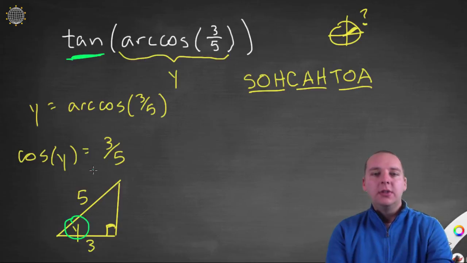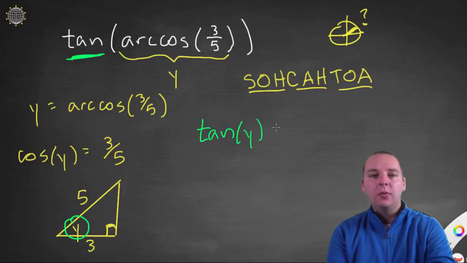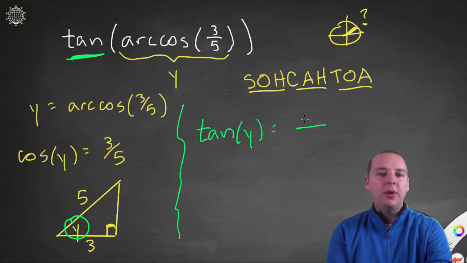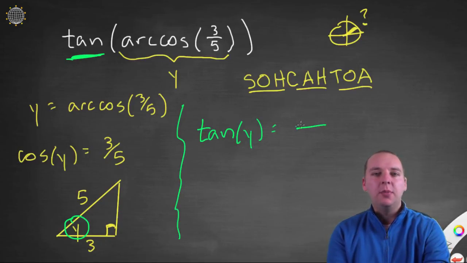What I actually want is tangent of that angle. So let me think for a minute. What is tan of y? What is tangent of this angle here? Well, it's opposite over adjacent. The only reason I'm not able to finish this right off the bat is I don't know what the opposite edge is. I know the adjacent and I know the hypotenuse.